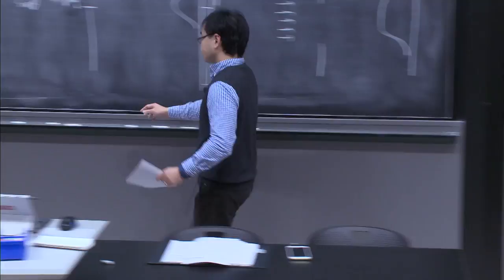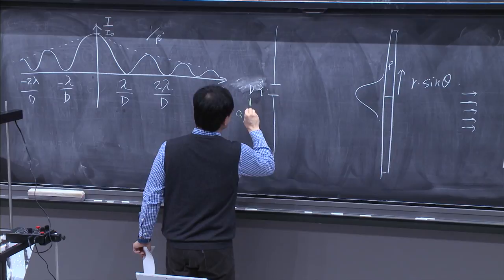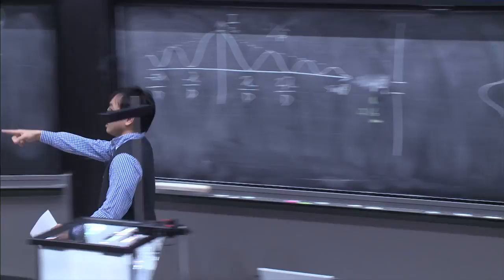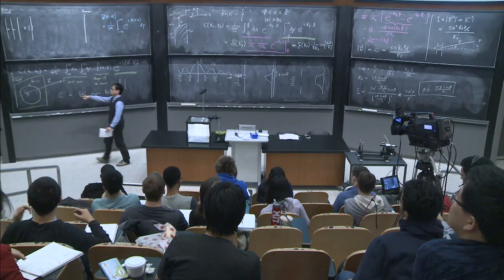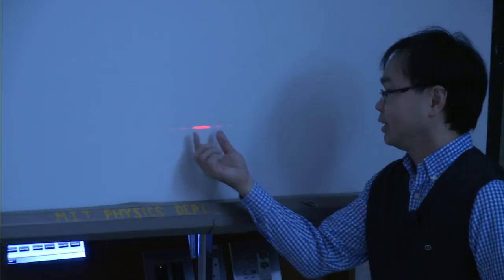This is my width. The D is equal to 0.16 millimeter. On the screen, you can see there's a pattern, which you probably cannot see very clearly, so I will try to lower the intensity of the other source. Now you can see there's an interference pattern, or diffraction pattern, which is shown here.